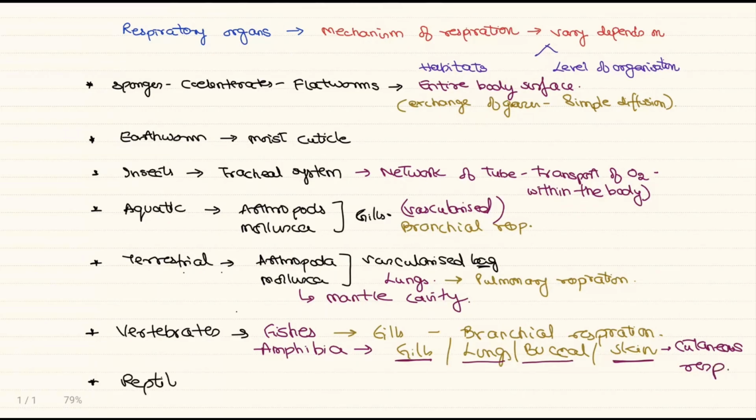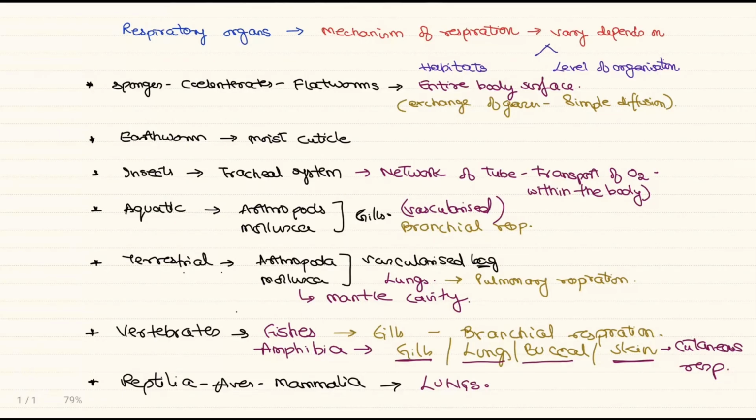In the remaining three classes, that is reptilia, aves, and mammalia, the only structure for respiration are the lungs. So these are different types of respiratory structures.